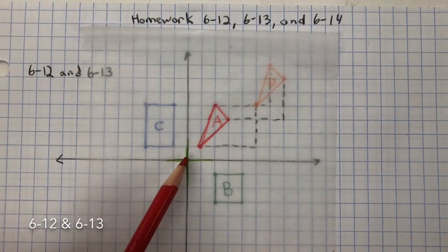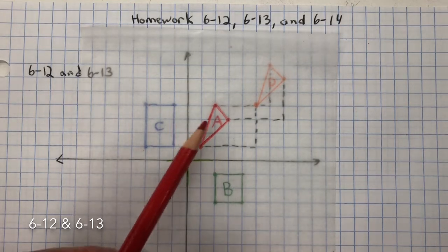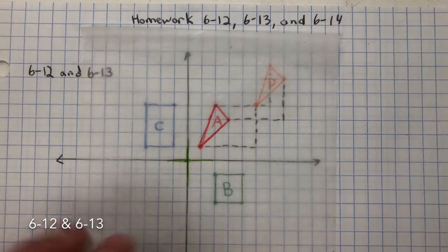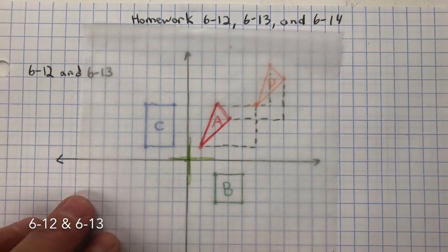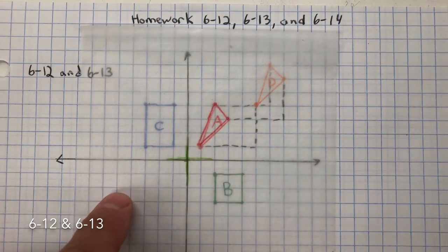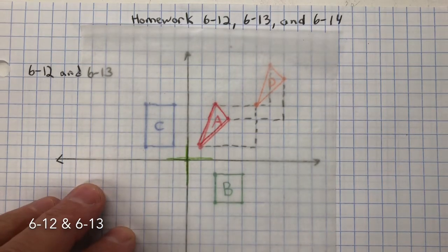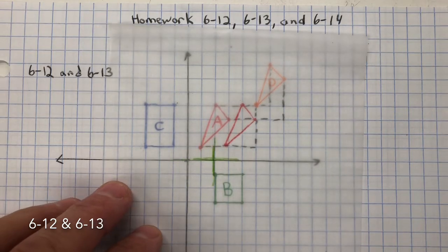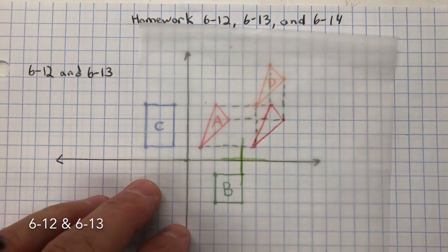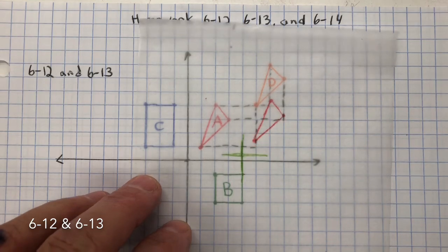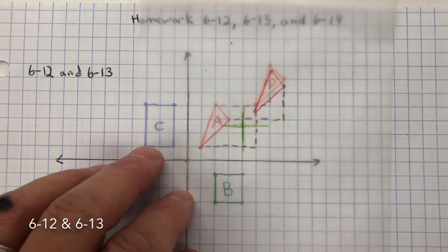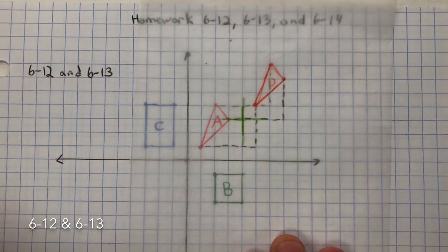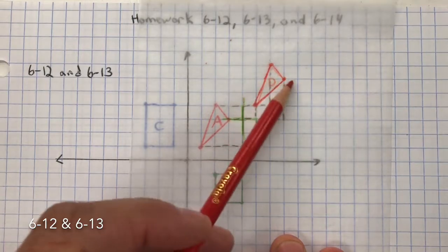is you make the origin cross, trace triangle A, and then you look at the origin cross and move that 4 units to the right, 1, 2, 3, 4, and then 3 units up, 1, 2, 3. And that's where your image would be, right here.